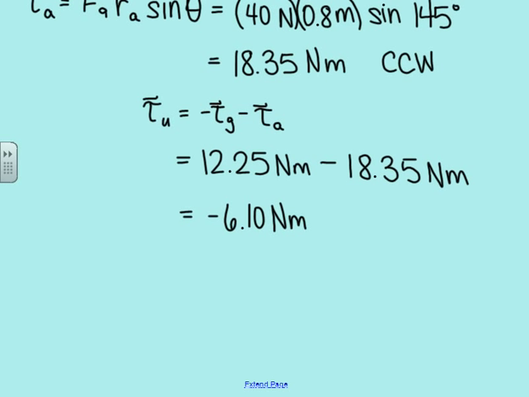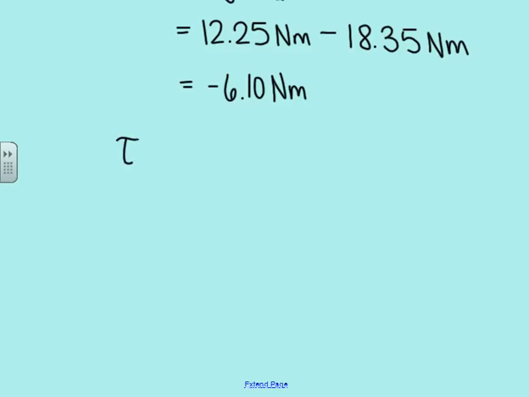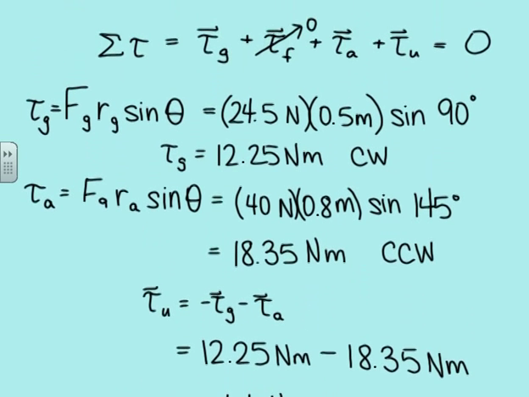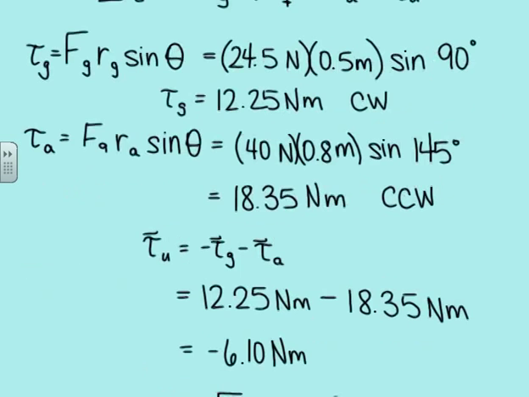What I'm looking for is the radius. I know the magnitude of this unknown torque is equal to the radius times the unknown force times sine of theta, which means the radius is equal to the unknown torque divided by the force times sine theta. Again, magnitudes only get plugged into this equation. So I have 6.10 Newton meters. And my force was 33.84 newtons.